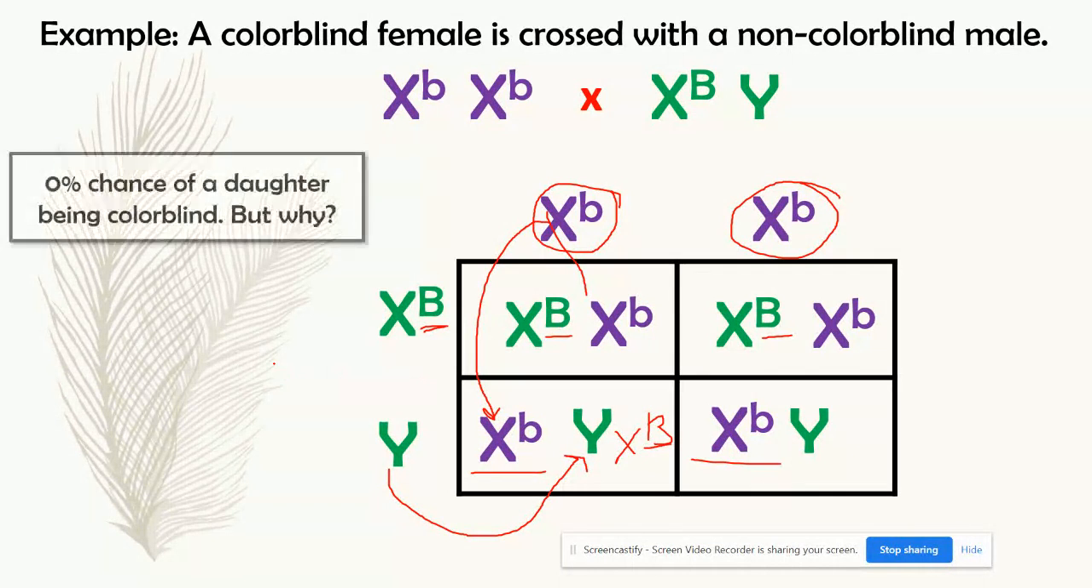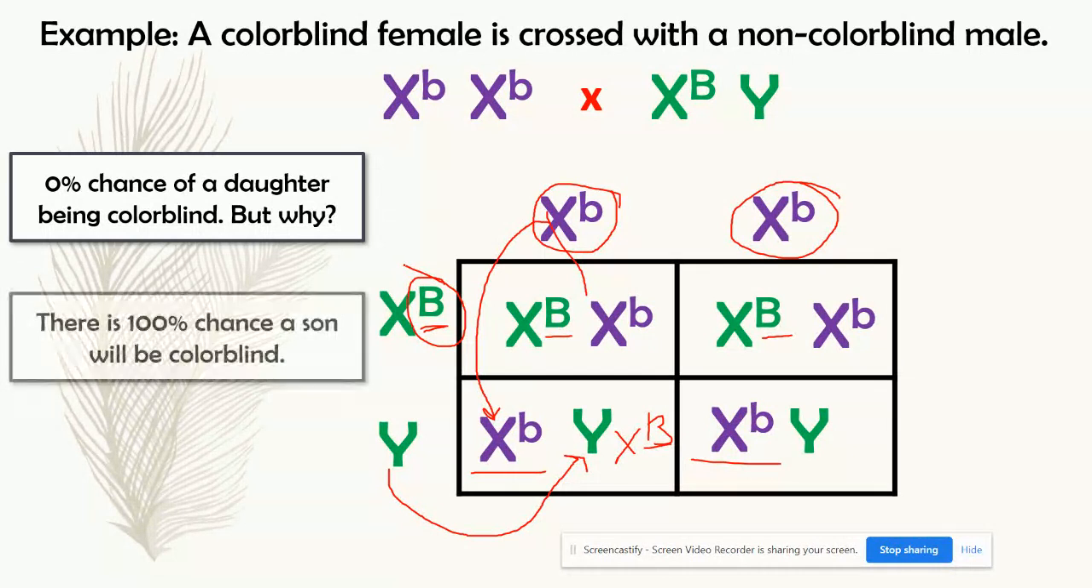Okay, so let's go ahead and look at this. So here, there's a 0% chance of having a daughter being colorblind because the dad is donating this dominant allele to every single daughter. There's a 100% chance that a son will be colorblind because every single X that the mom can give is going to carry that recessive allele.